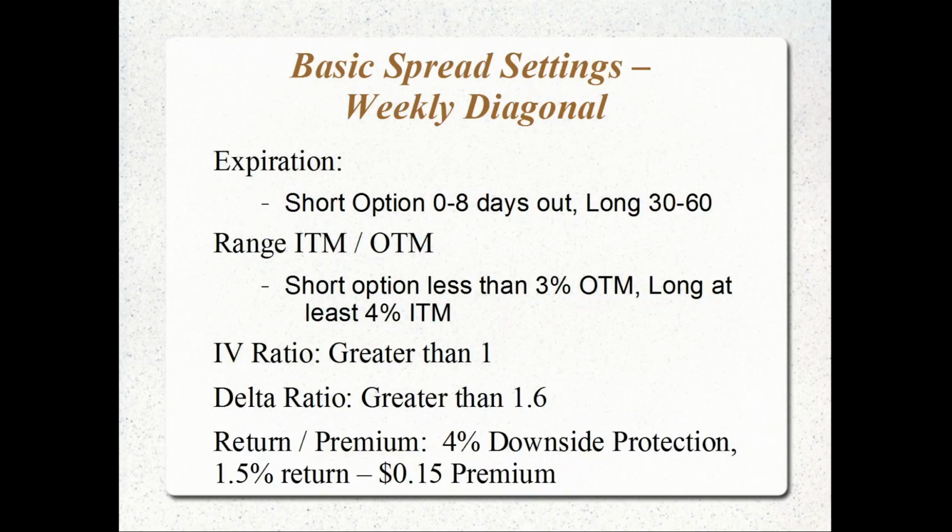And you want to give yourself some cushion to the downside. You want that long to be at least 4% in the money. The IV ratio, we want that to be greater than 1. And we talked about the delta ratio being greater than 1.6 and the standard of downside protection. Okay? I don't like to use the term the proof is in the pudding, but what are we talking about here?